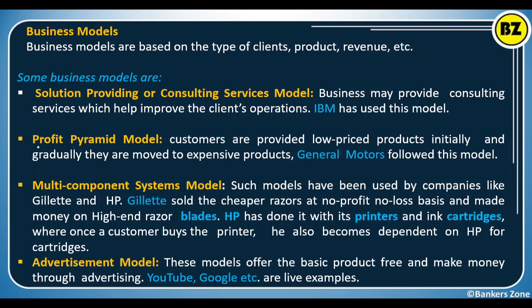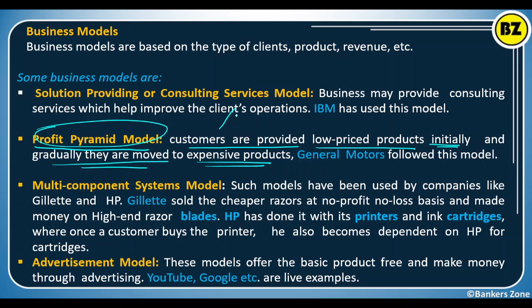Okay, now see, second, the profit pyramid model. What do you mean by the profit pyramid model? Here, customers are initially provided a low priced product, and then gradually they are moved to expensive products. So this is nothing but the profit pyramid model. Profit pyramid means profit will increase slowly. It is like a pyramid, but initially they are offering a low price, and at the top they are offering a high price. Okay, so General Motors has followed this model. Initially they gave cars at a lower price, then they started producing the expensive cars only.